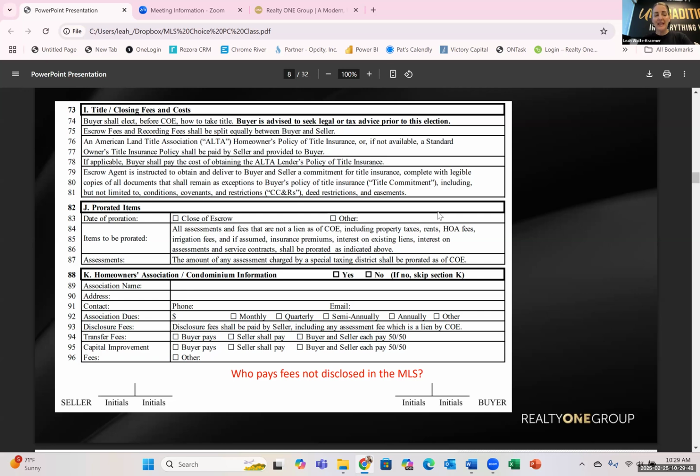Where this doesn't have something that I think it should is who pays the fees, and in this case, they would be potentially disclosed or not disclosed in the MLS.